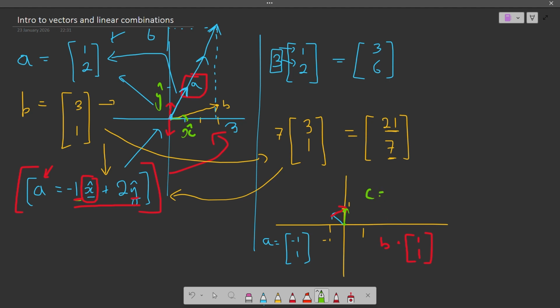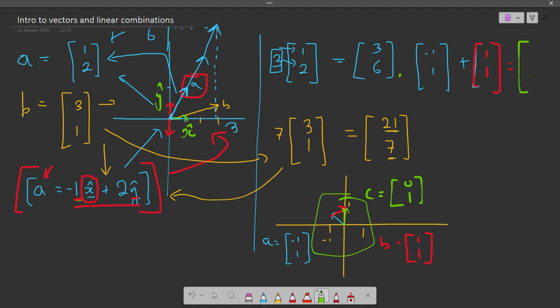Let's just call this C, and the coordinates for C are 0, 1. So now you might have guessed how the addition and subtraction works in terms of vectors, but let's look at that formally. In this case, we added the vector A, which was -1, 1, with the vector B, let's use the same colors, which was 1, 1, and we got the green vector C, whose coordinates are, as we can see from this graph, 0, 1.